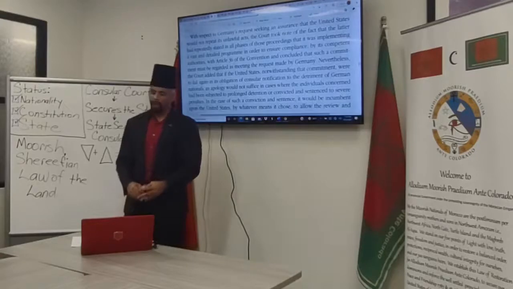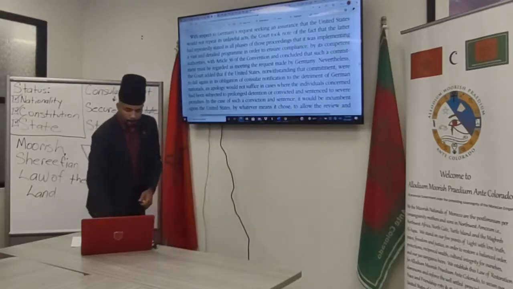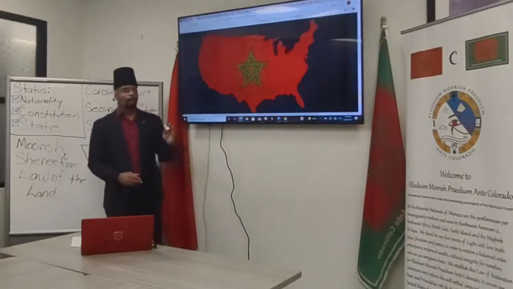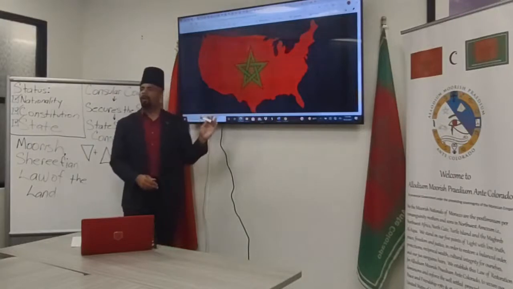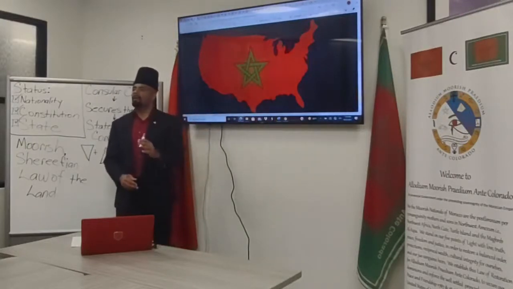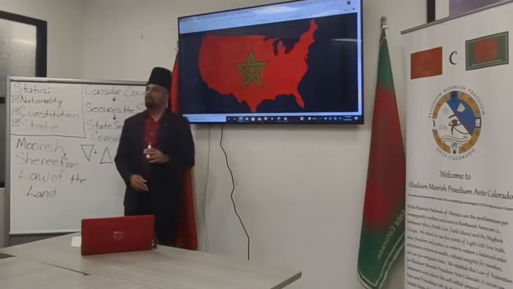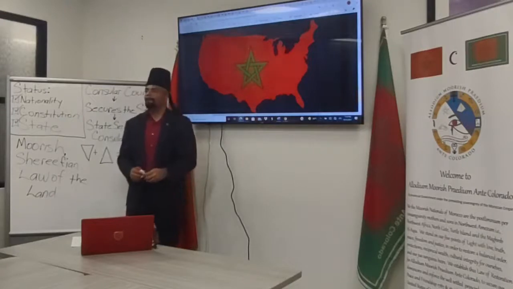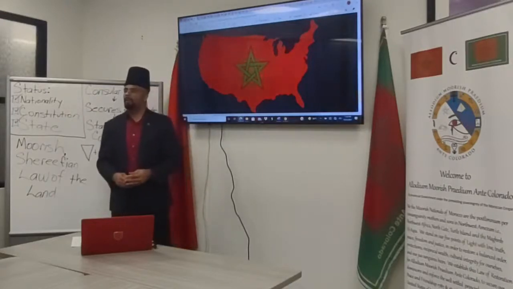So, as I start to wrap up, Moors must study international law, build out their library, study how other foreign states deal with the United States of America. Use that precedent to our advantage as we learn how to use consular court. Keep in mind, ICJ is nothing but consular court. Let's learn their precedent, okay?